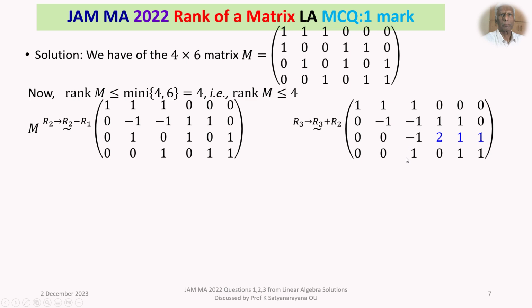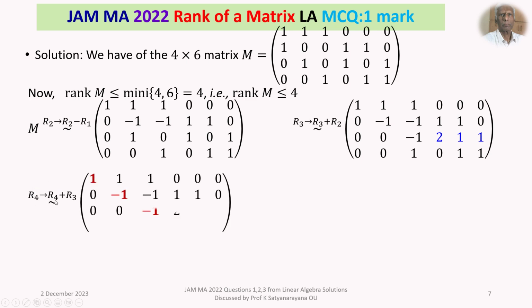Now we want to make this entry, that is fourth row, third column entry 0. To do so, we write in the place of R4, R4 plus R3. Then R4 is changed to here. Thus we got an echelon form. Along the diagonal, the pivots are 1, minus 1, minus 1, 2. It is precisely echelon form.